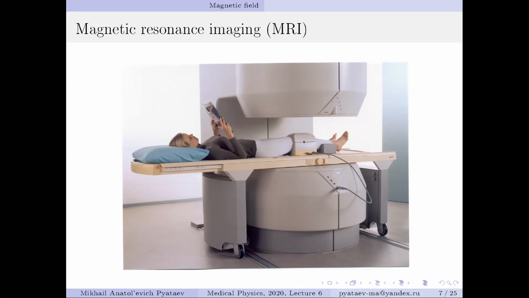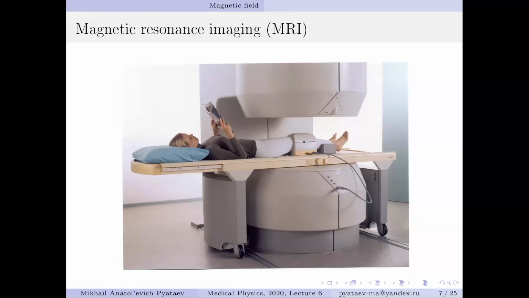So the resonance conditions can be satisfied only in a small region of space. And the signal will come from this region only. The signal will be proportional to the number of hydrogen nuclei, protons. Usually, for medical purposes, only one element is used, hydrogen. So the magnetic resonance appears on the nucleus of hydrogen atoms.